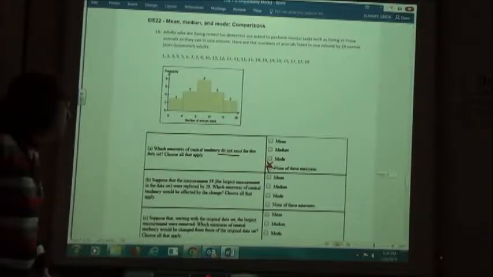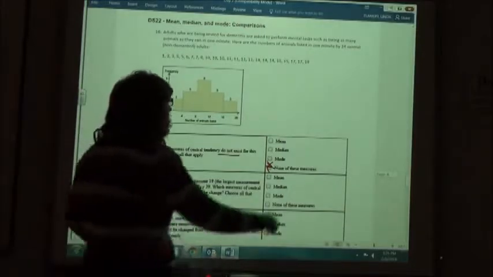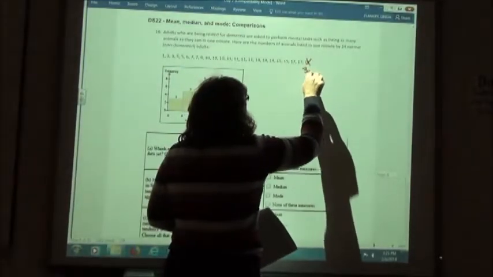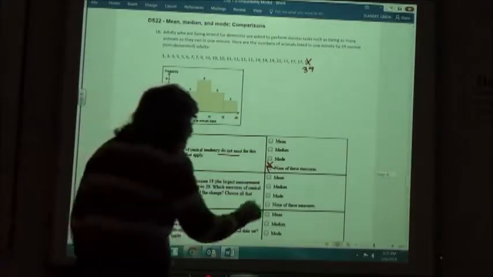Suppose that the measurement 19, the largest of the measurements, was replaced. I'm going to get rid of this one and put 39 in its spot. Which measures of central tendency would be affected by that change? Would that change my mean? Yes, it would, because I have a bigger number there.